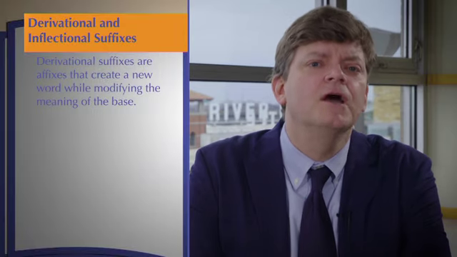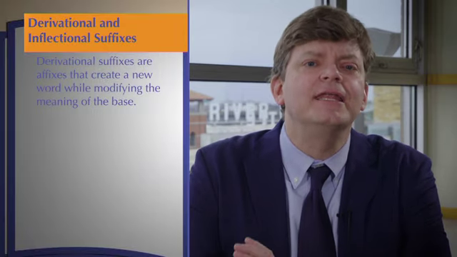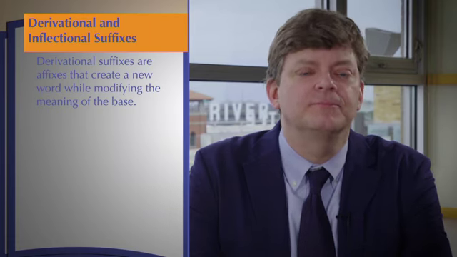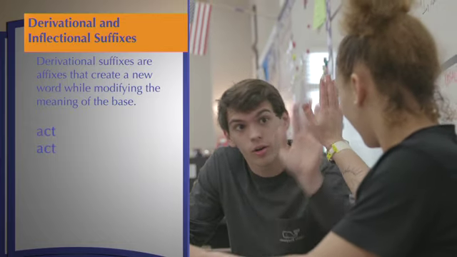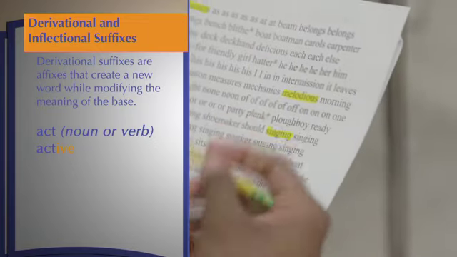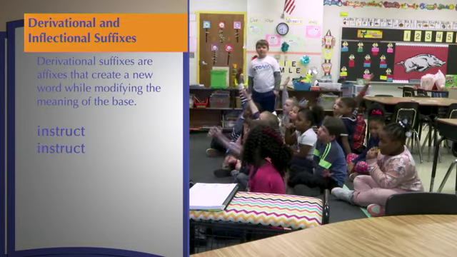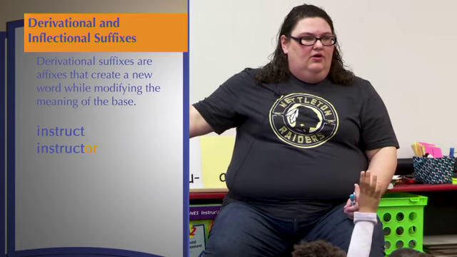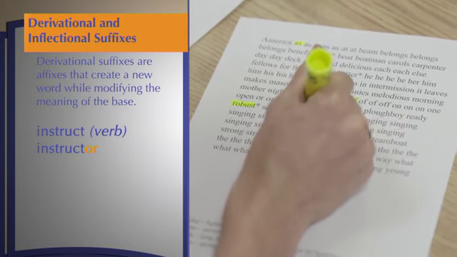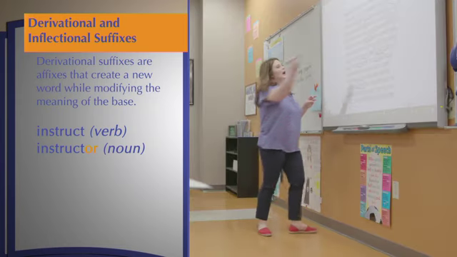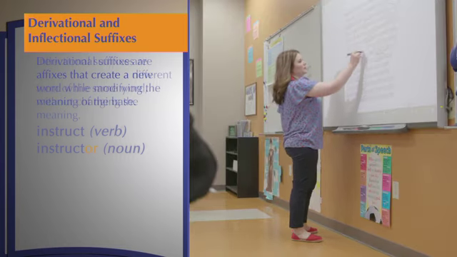There are two kinds of suffixes. Derivational suffixes are affixes that create a new word while modifying the base meaning. It's a lot of language. Let me give you a couple of examples. If you add the suffix IVE to act, you change act, which is a noun or verb, to an adjective, active. Instruct, when you add the suffix OR, becomes instructor. So a verb, instruct, becomes someone who does that action, that verb, the instructor. These are examples of derivational suffixes.